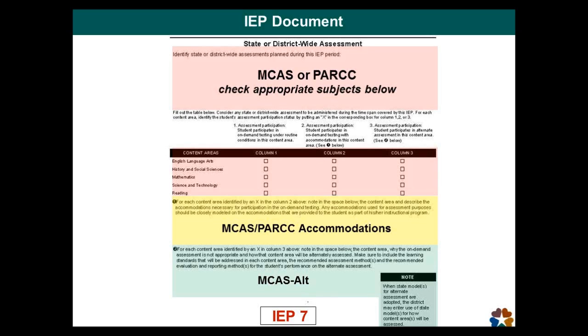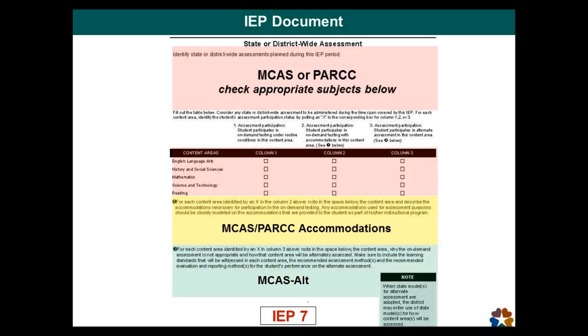MCAS Alt is used for just a small percentage of students. It's a portfolio-based assessment, and what they do is they submit samples of a student's work. It is a team decision as to whether or not a student will take MCAS Alt.